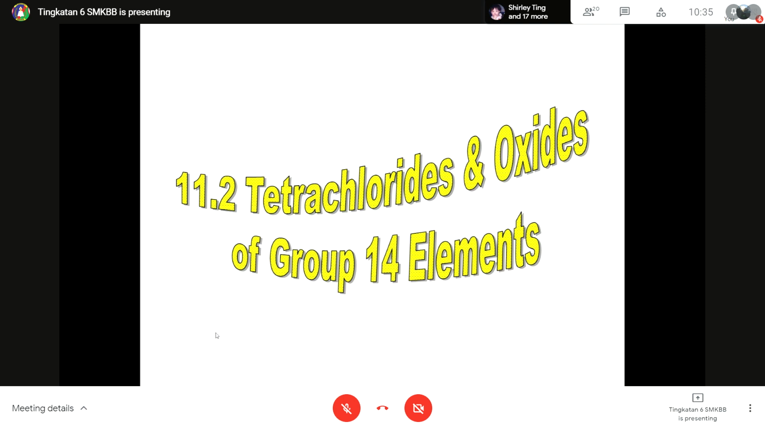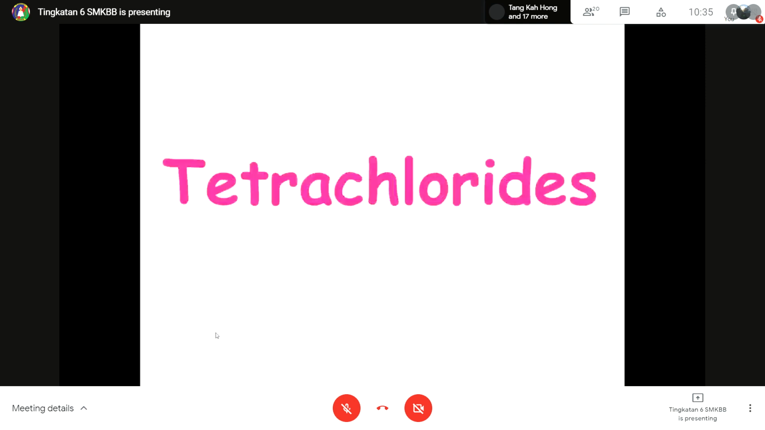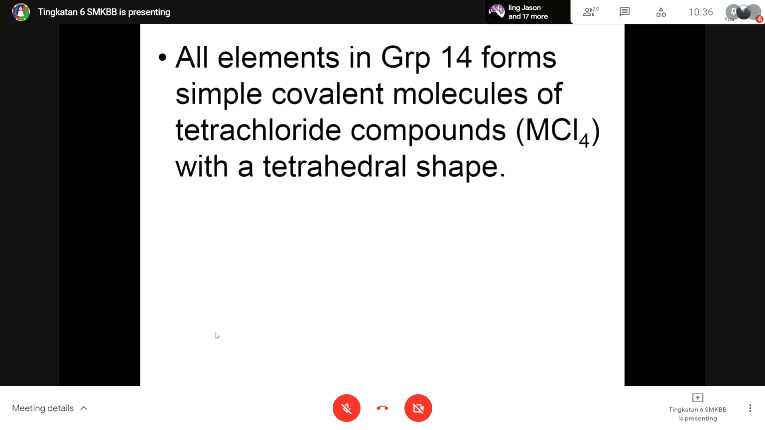So let's go through this part. Of course, we start with tetrachloride first, MCl4. All elements in group 14 form simple covalent molecules of tetrachloride. It's just a molecule consisting of 5 atoms, in a tetrahedral shape. That means all group 14 elements are able to form this type of chloride, which is simple, just 1 unit like this.